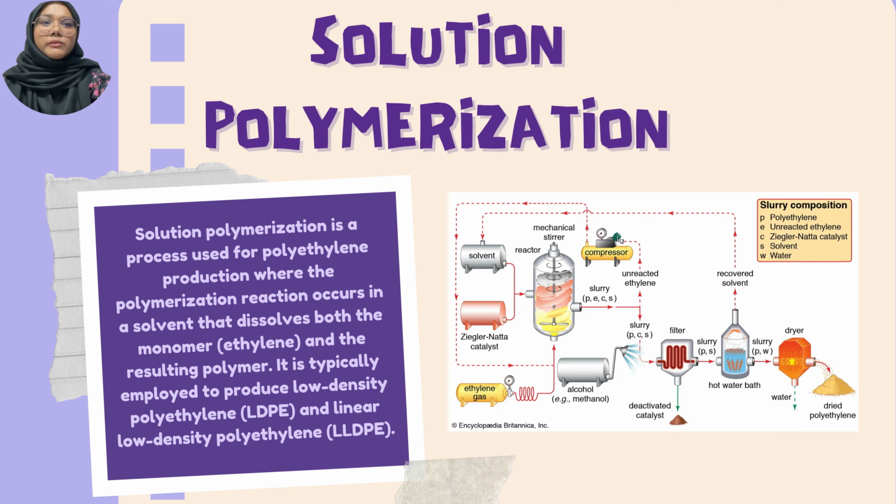This is solution polymerization. Solution polymerization is a process used for polyethylene production, where the polymerization reaction occurs in a solvent that dissolves both the monomer ethylene and the resulting polymer. It is typically employed to produce low-density polyethylene and linear low-density polyethylene.